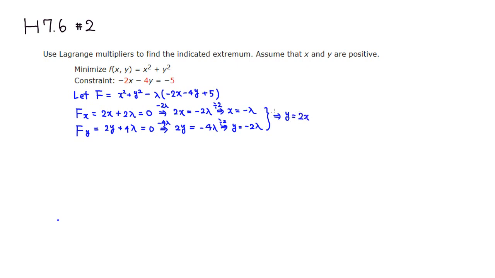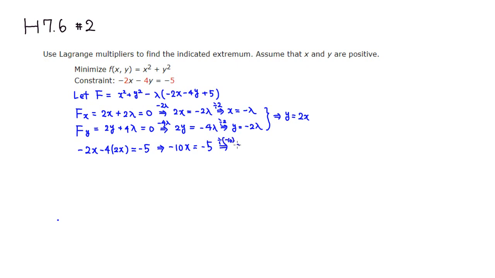Then we can just plug this back into the constraint here. So we have negative 2x, then you have negative 4 times y, but y is the same thing as 2x, so I'm going to plug in 2x there. This is equal to negative 5. And this is going to give us negative 2x minus 8x, so it's going to be negative 10x equal to negative 5. So we can simply divide through by negative 10.